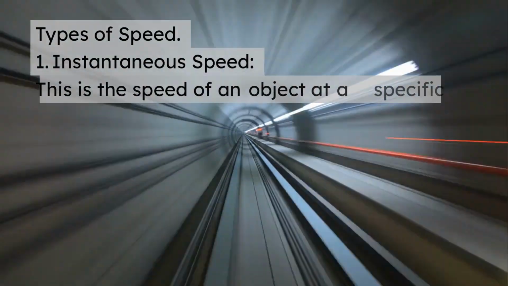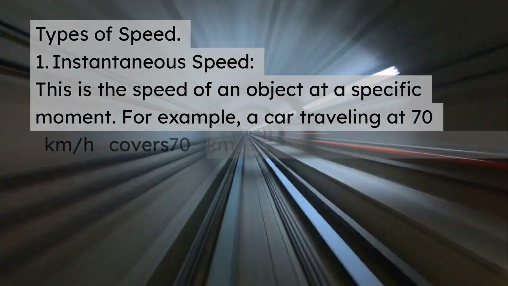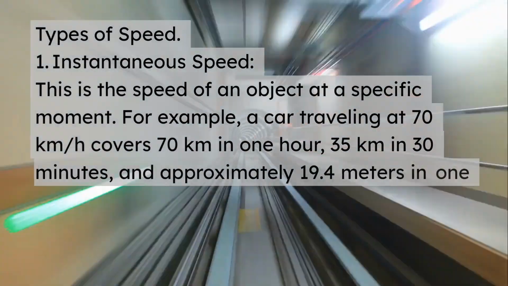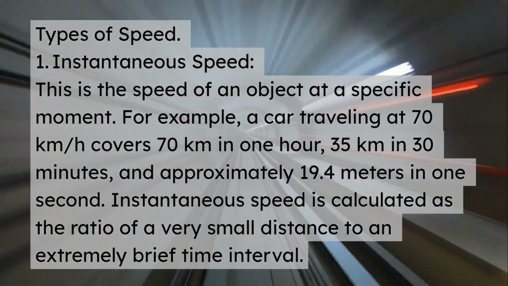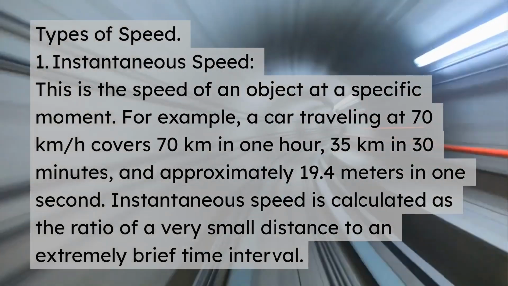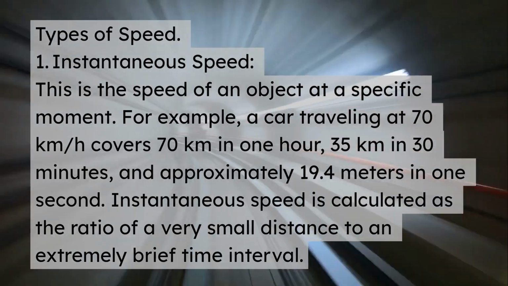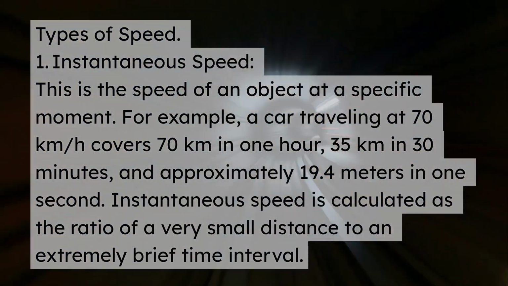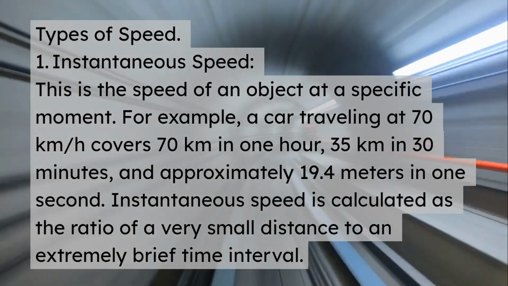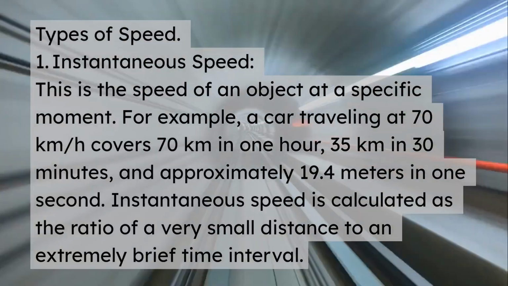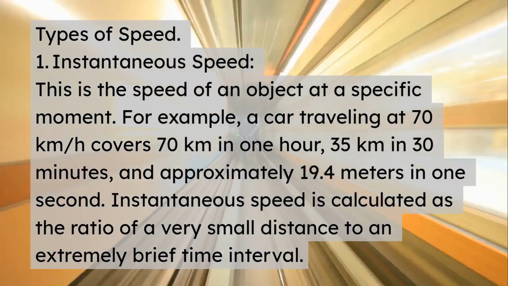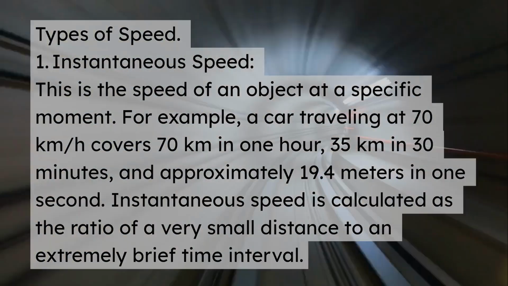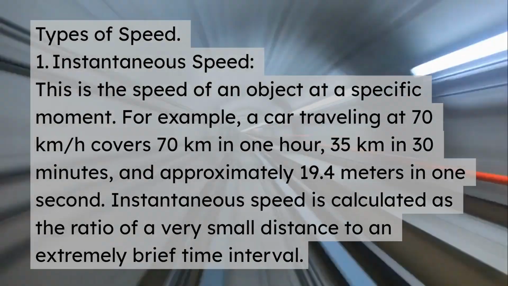Types of speed. 1. Instantaneous speed. This is the speed of an object at a specific moment. For example, a car traveling at 70 km per hour covers 70 km in 1 hour, 35 km in 30 minutes, and approximately 19.4 meters in 1 second. Instantaneous speed is calculated as the ratio of a very small distance to an extremely brief time interval.